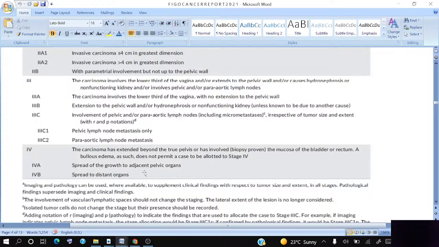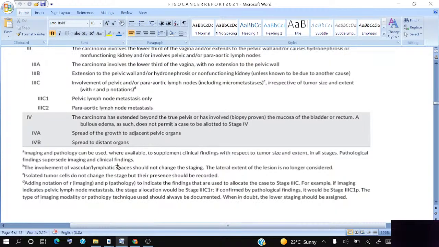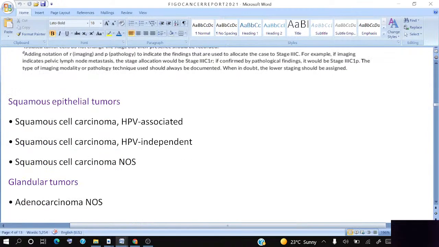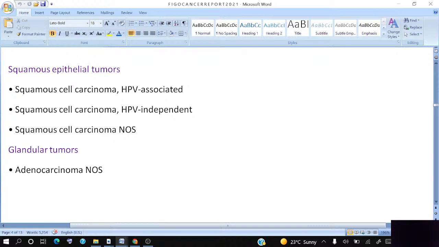So here stage 4 is carcinoma extended beyond the true pelvis or involving, with biopsy proof, the mucosa of the bladder or rectum. Bullous edema does not permit allotment to stage 4. So here 4A is spread to adjacent pelvic organs, and 4B is spread to distant organs. This table is difficult to remember as it is, but we can understand it when we think about invasion beyond the organ and the treatment.